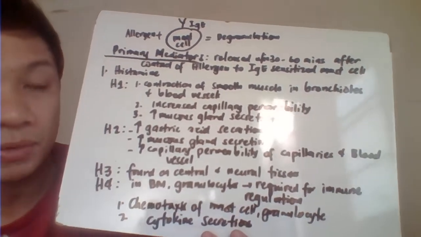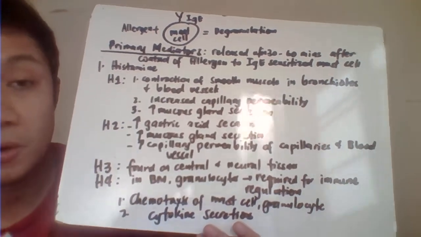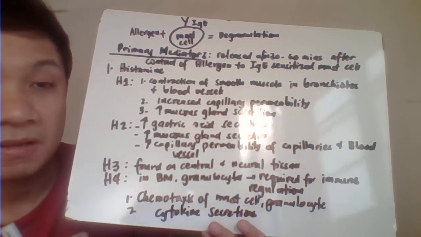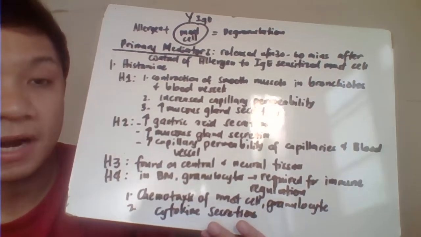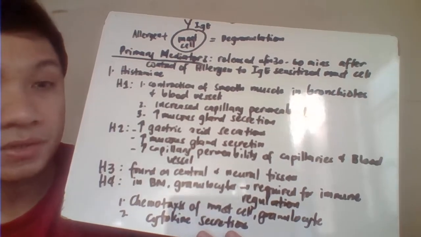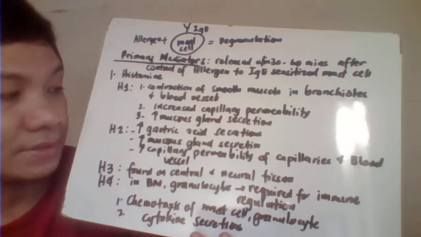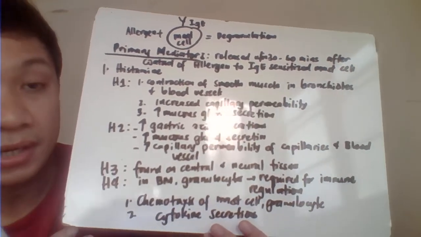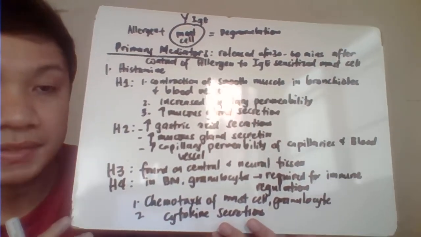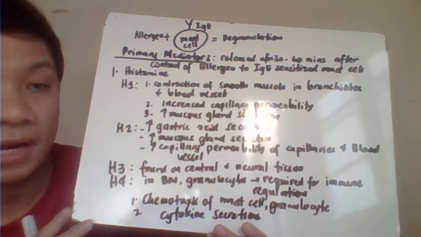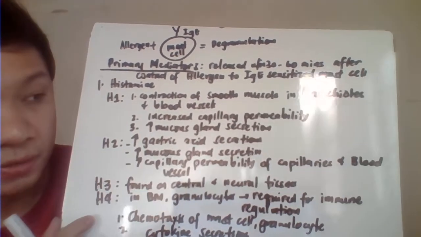For the H1 receptor, the histamine is responsible for the following manifestations. We have contraction of the smooth muscles in your respiratory tract or your blood vessels. We also have increased capillary permeability. Then we have increased mucus gland secretion in the pulmonary lungs. The H2 receptor will trigger increased gastric acid secretion, increased mucus gland secretion, and also increased capillary permeability. And the H3 is found in your peripheral and neural tissues.